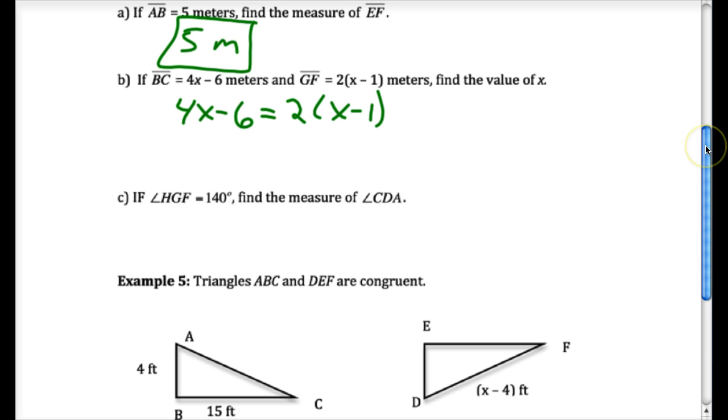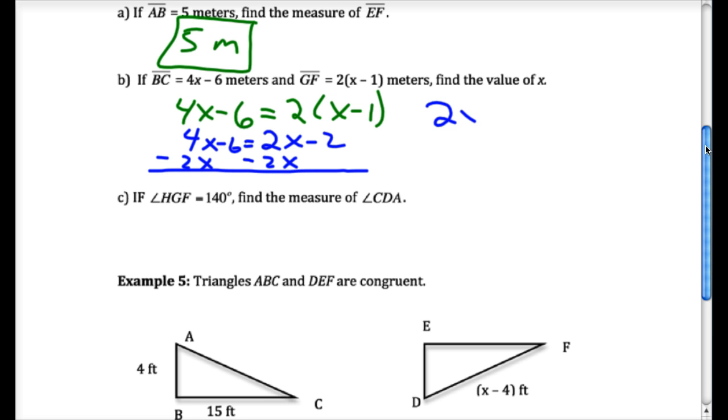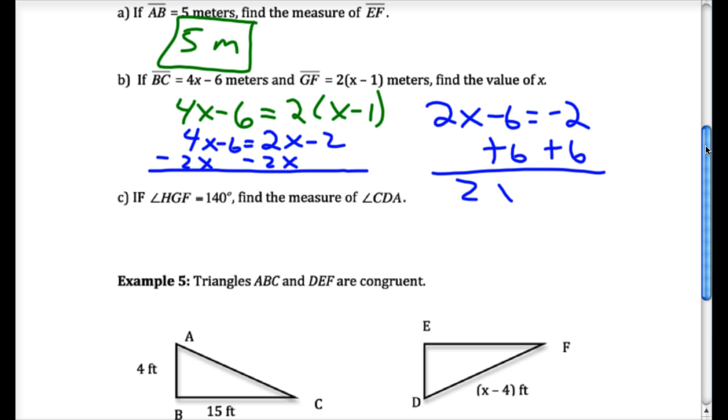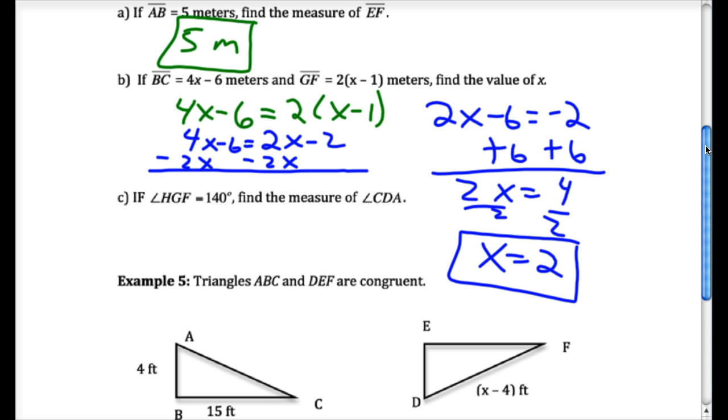All right, let's solve this for x. Distribute first. 4x minus 6 equals 2x minus 2. And then, guys, remember how we've learned to solve these? I taught you guys to move your x's left and your constants right. That's how we solve these. Subtract 2x from both sides. 2x minus 6 equals -2. Now it's just a two-stepper. 2x equals 4, divided by 2. Did anybody else get x equals 2? Okay. So the value of x is 2.